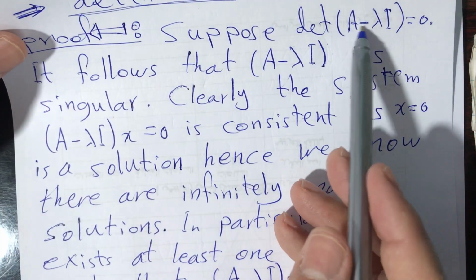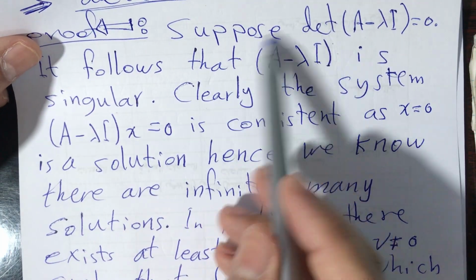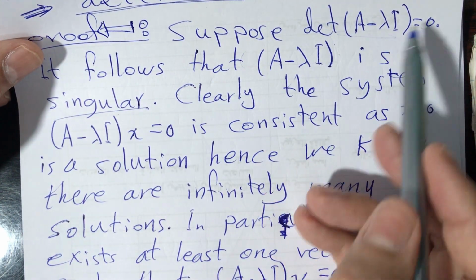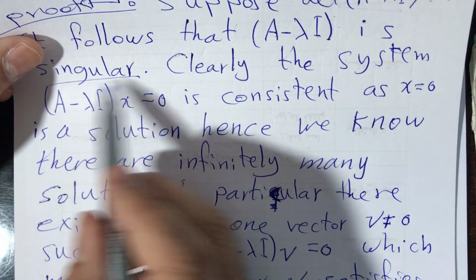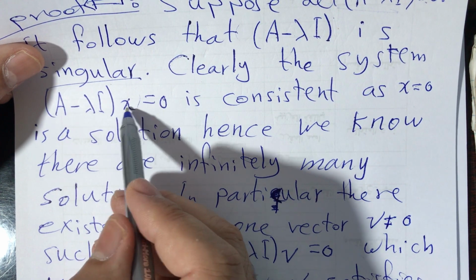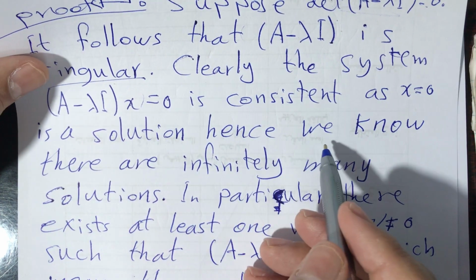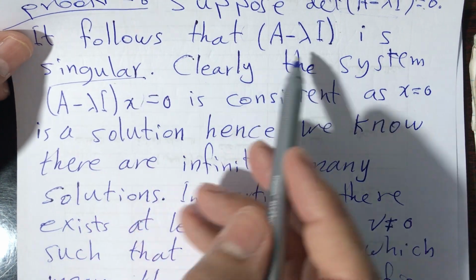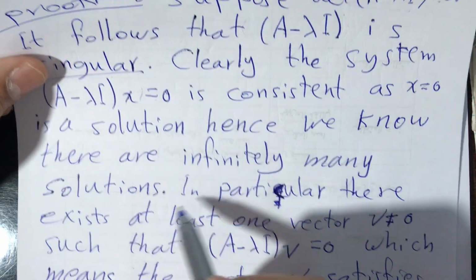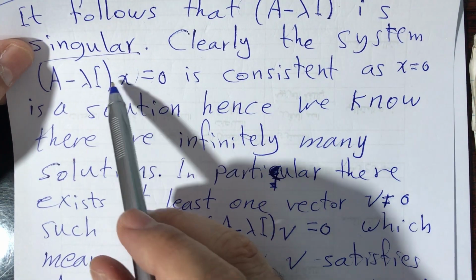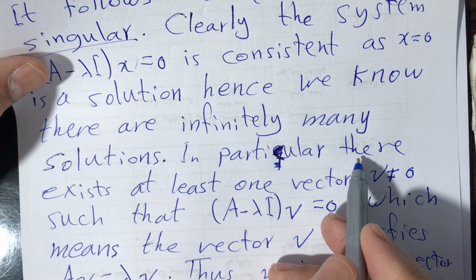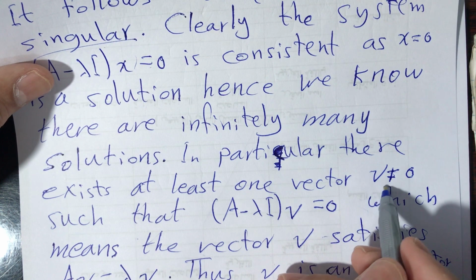Suppose determinant of A minus lambda I equals 0. It follows that the matrix A minus lambda I is singular, because its determinant is 0. Clearly this system is consistent, as x equals 0 is a solution. But the matrix is singular, so we know there are infinitely many solutions. In particular, there exists at least one vector.